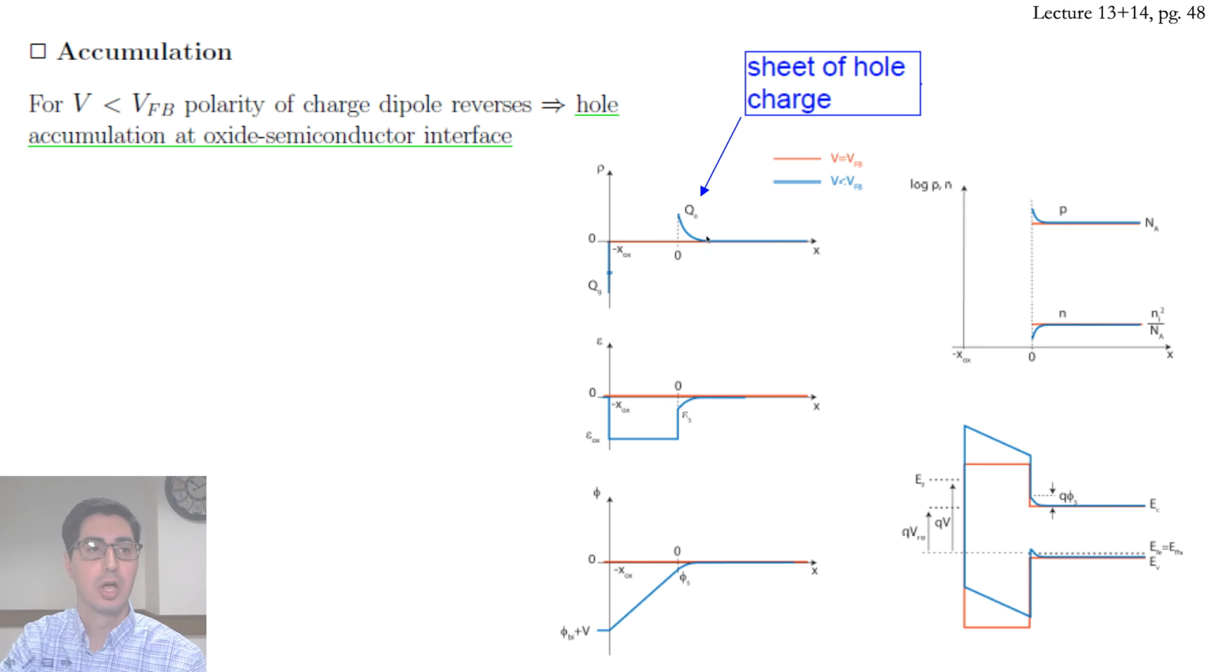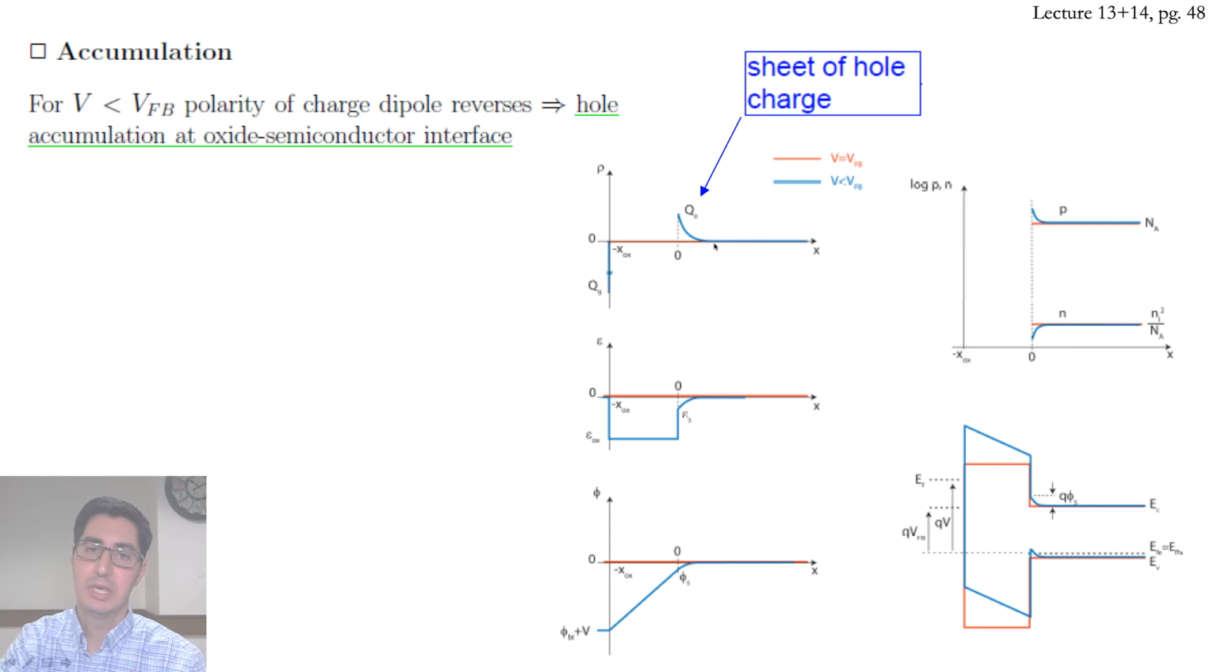And that's what's drawn here in our picture of rho, the net volume charge density. In this case, the red line is not representing V equals 0. The red line is representing V equals flat band, the flat band voltage, VFB.